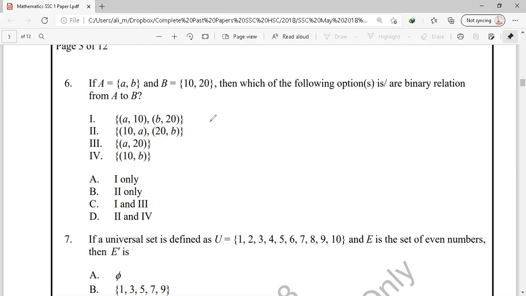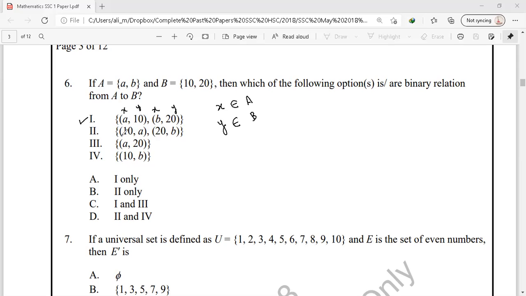So a binary relation will exist when these values of x, or the ordinates, belong to set A, and the y values belong to set B. So all the x should belong to set A and all the values of y should belong to B. So in the first binary relation, A and B, they are the subsets of A. 10 and 20 are present in B, which means this is a binary relation.